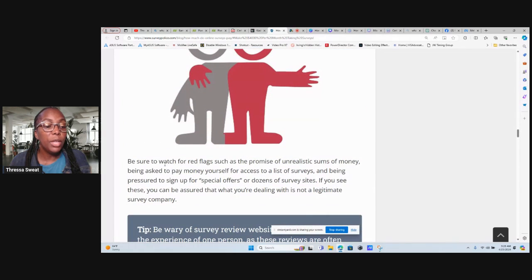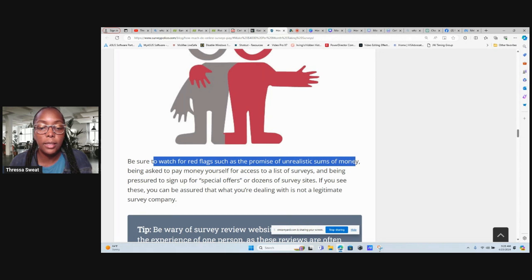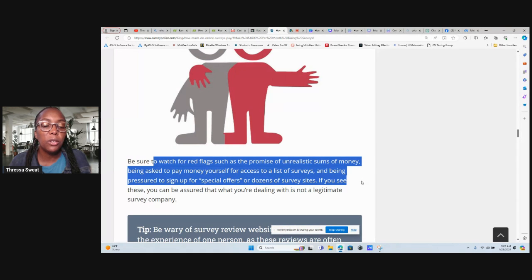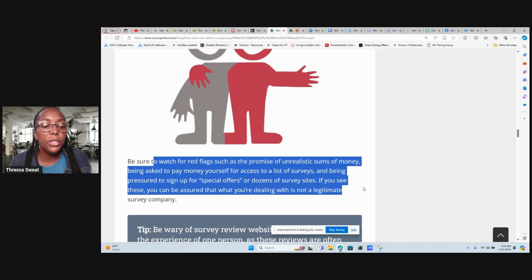And then when you go down, be sure to watch for red flags such as promises of unrealistic sums of money, being asked to pay money yourself for access to a list of surveys, and being pressured to sign up for special offers from a dozen survey sites. If you see these, you can be assured that what you're dealing with is not a legitimate survey company. And like I always say, always do your research before you get out here and just take people's word. You research things, because what sounds too good to be true often is.